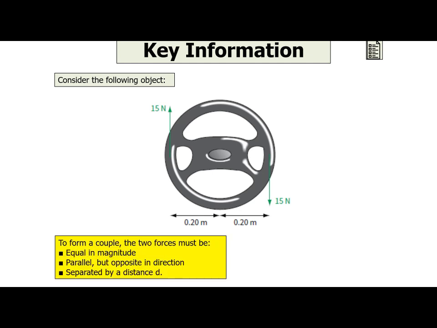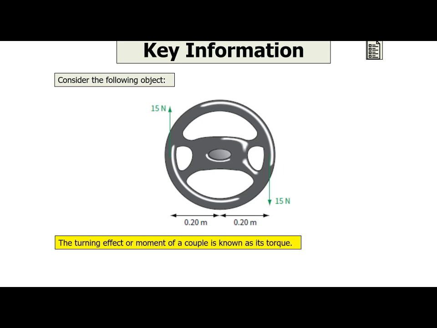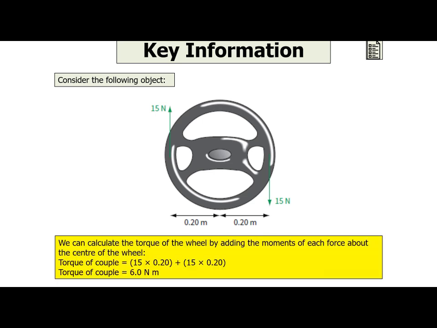So to form a couple, the two forces must be equal in magnitude, parallel but opposite in direction, and separated by a distance d. Now the turning effect or moment of a couple is known as its torque. So we can calculate the torque of the wheel by adding the moments of each force about the centre of the wheel. So in this case, the torque of the couple is 15 times 0.2 plus 15 times 0.2, which is 6.0 newton metres.